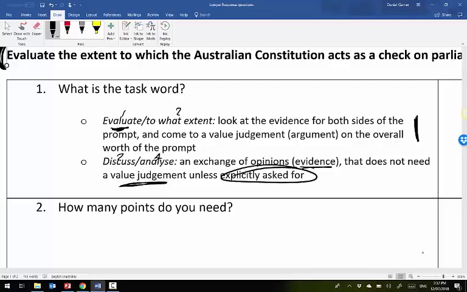So sometimes you might get a question that says something along the lines of, discuss the extent. Therefore, you are going to want to make a quick statement at the end about the extent to which you either agree or disagree. So for this question, evaluate the extent to which the Australian Constitution acts as a check on Parliament. We know that we need to look at evidence for both sides, so how it does act as a check, but also how it doesn't act as a check, and then come to an overall judgment about whether the Australian Constitution acts as a check or not.